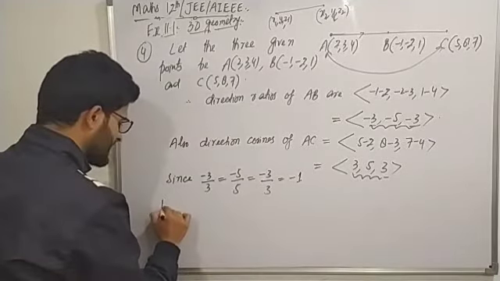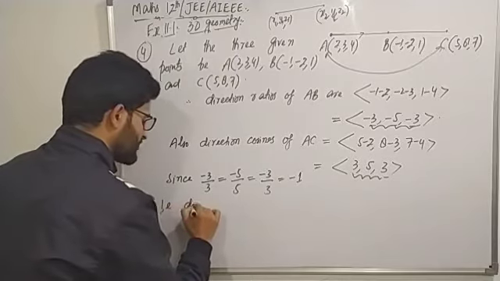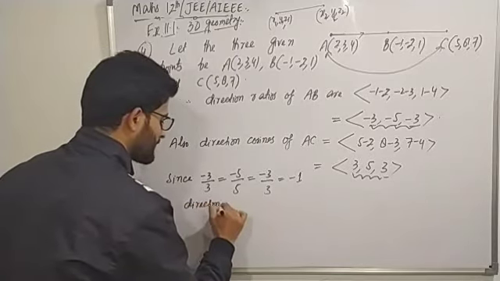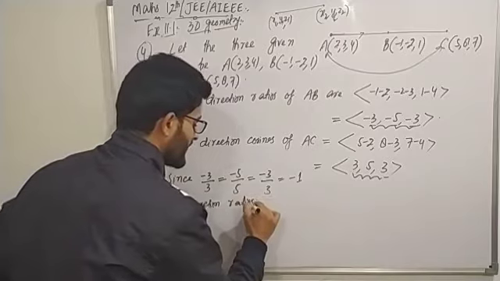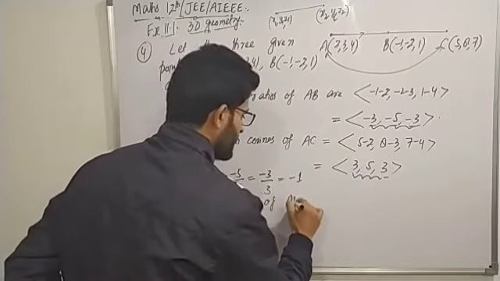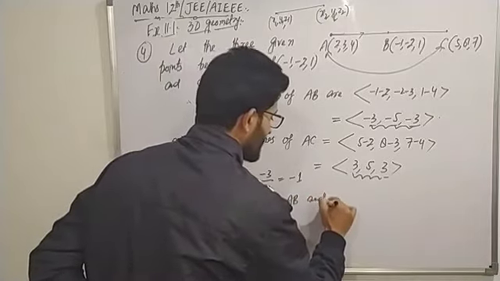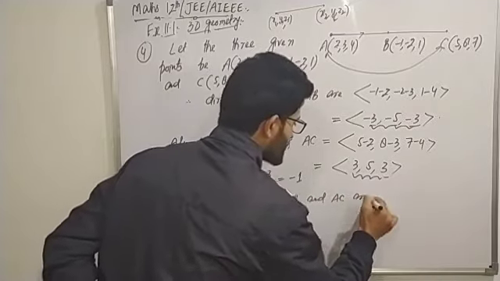That is, इसका क्या मतलब हुआ? That is, direction ratios of AB and AC are proportional.